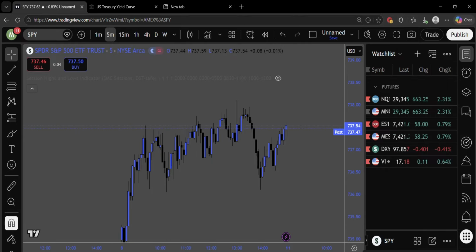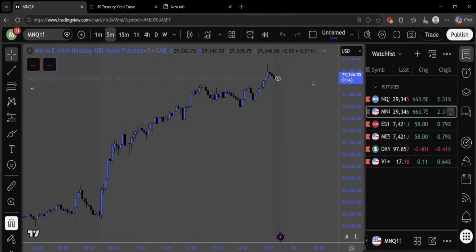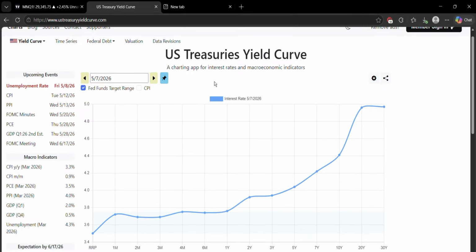Today was a really good trading day. I've had a pretty good day these past few days, especially yesterday. Yesterday was really good, and today was really good as well. I'm learning about US treasury curves. I'm learning about treasury curves right now.